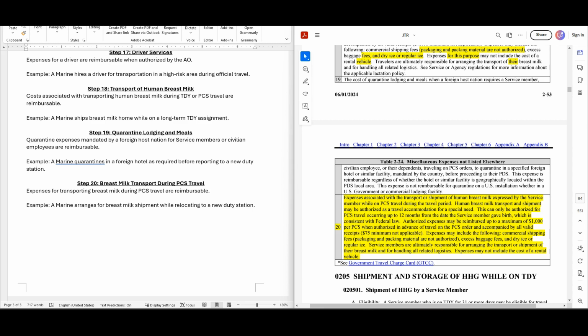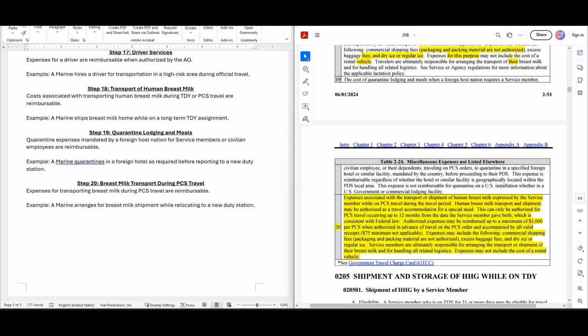And then on the back end, as you're coming back off TAD or PCS, keep all those receipts and documentation to substantiate your claim, especially for those miscellaneous expenses. Because as you see, some in here are exempt from that $75 minimum for that piece. And a lot of these have very minute costs that also require verification of the receipt of what it actually is. So make sure that you're keeping all your receipts.